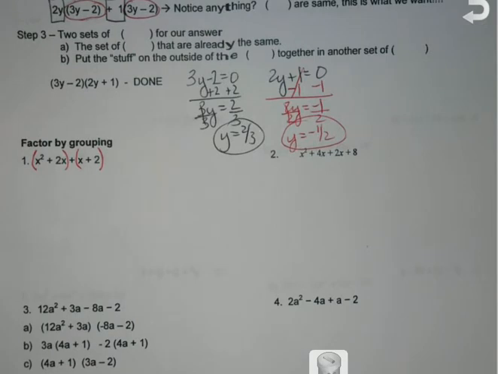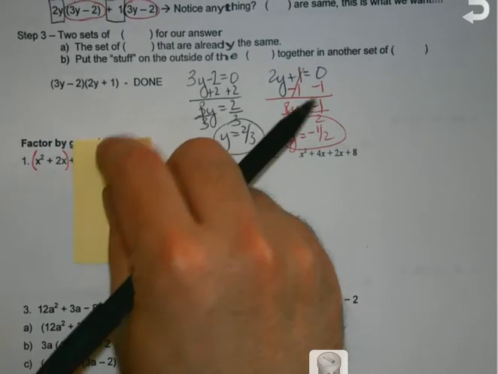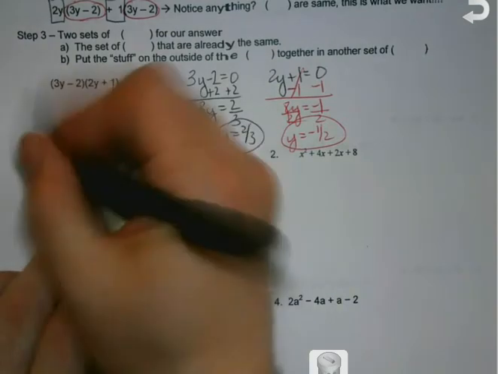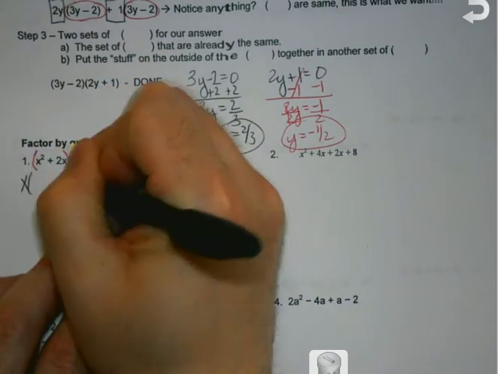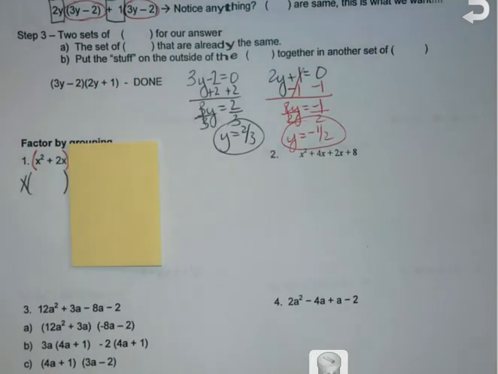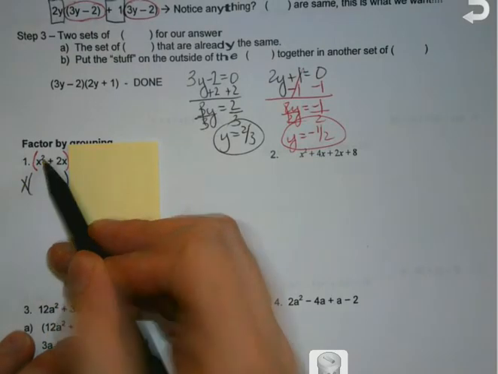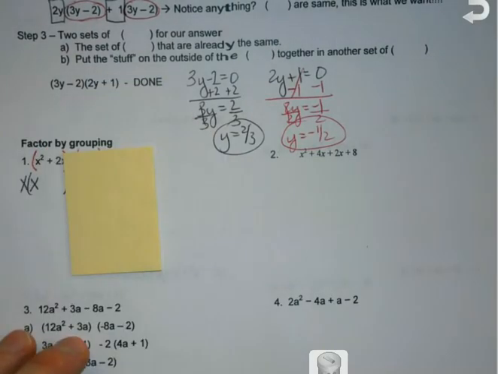I look and I go, okay, so if I just start with that first pair, do they have anything in common? Maybe a little something? X. Okay, so I can take out an X. And then my job just becomes to rebuild what I've got in the parentheses. I already have one X. I need to have 2 of them. I need 1 more.